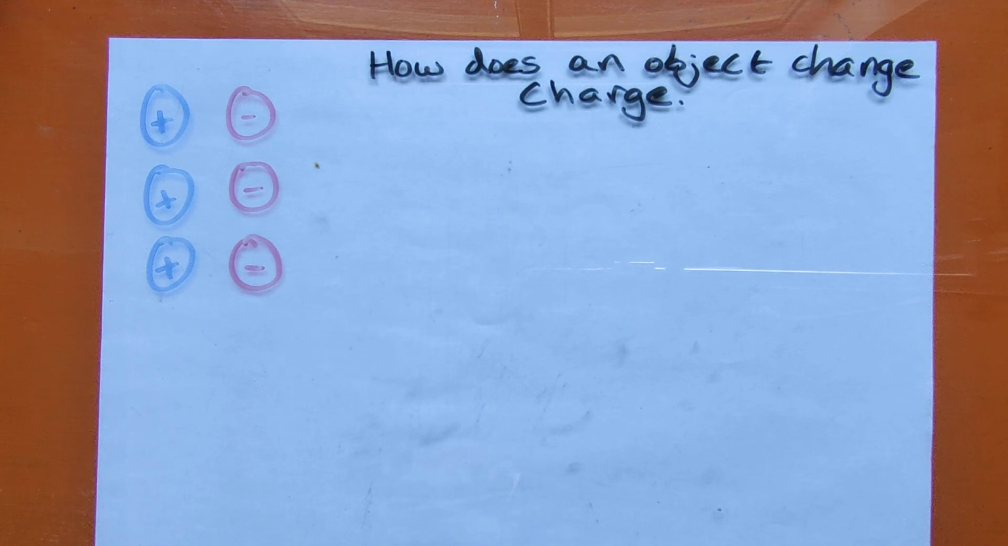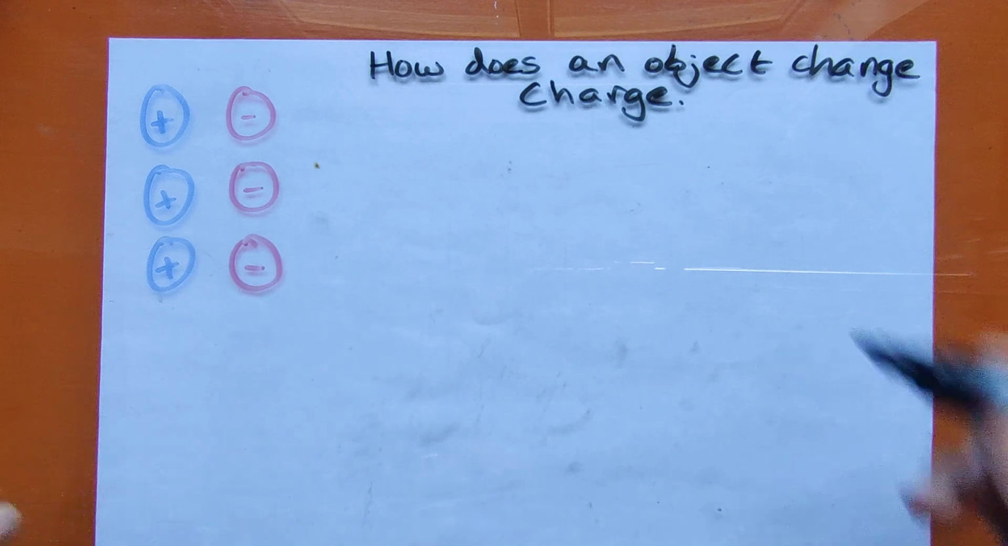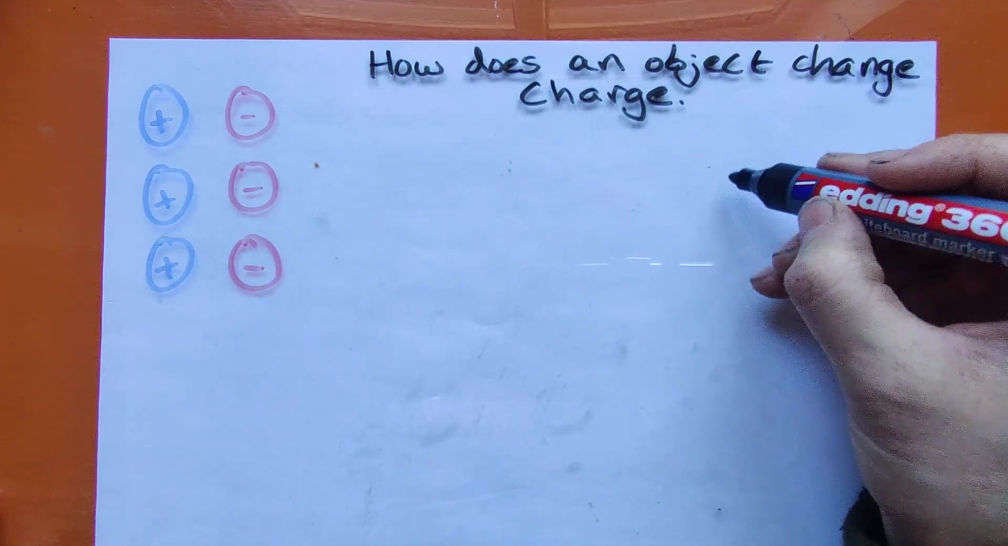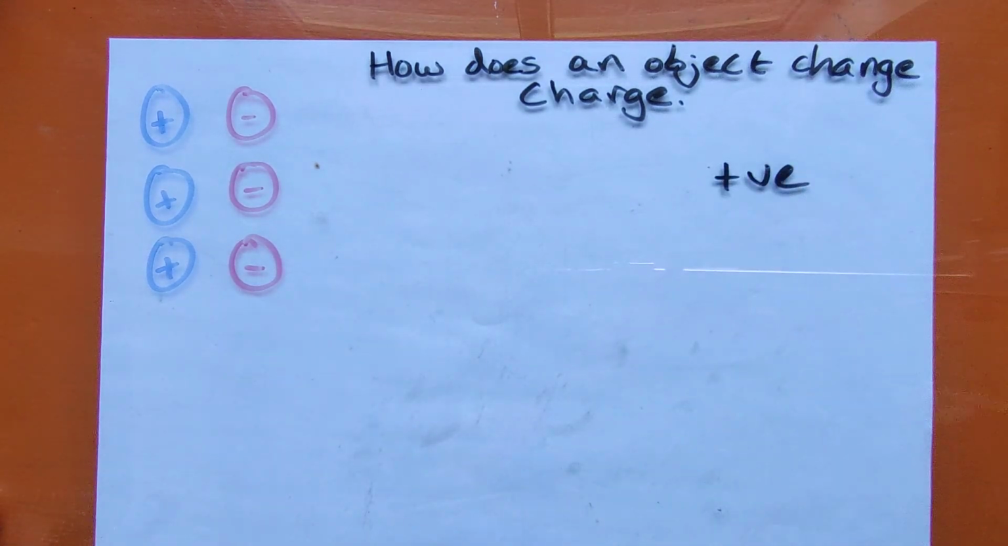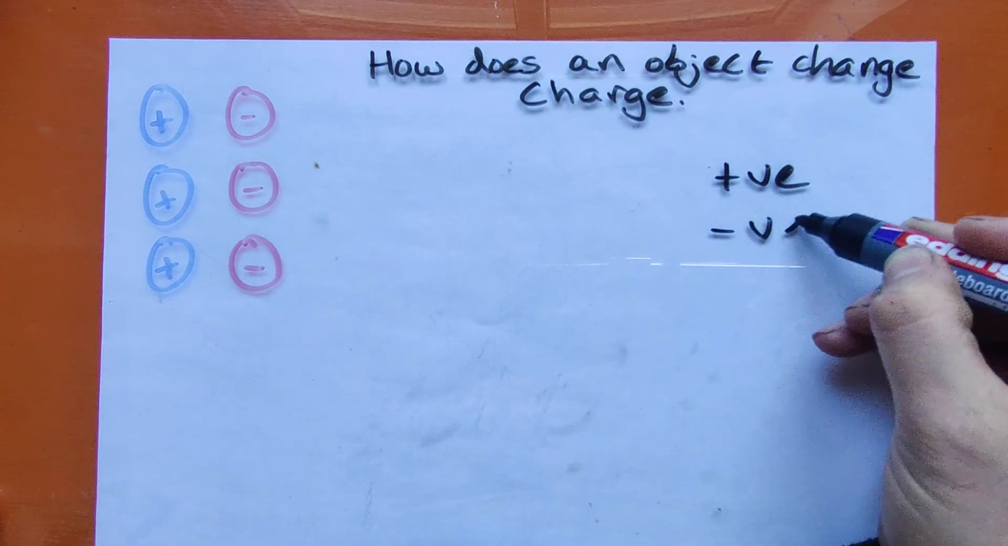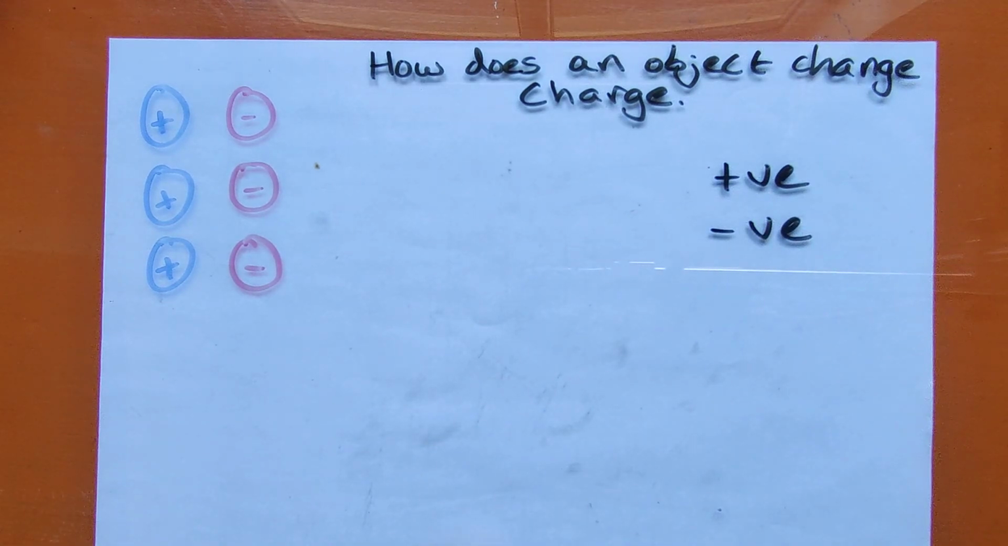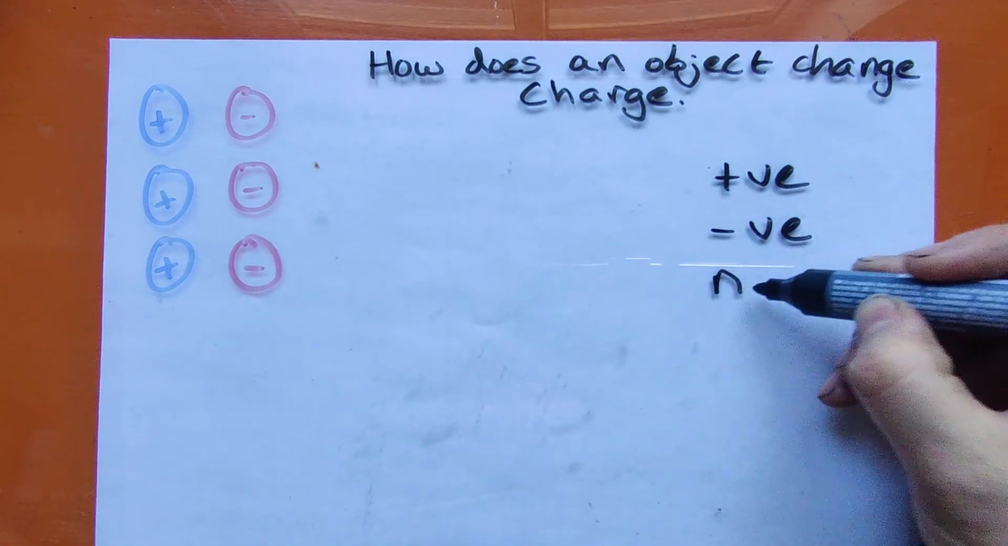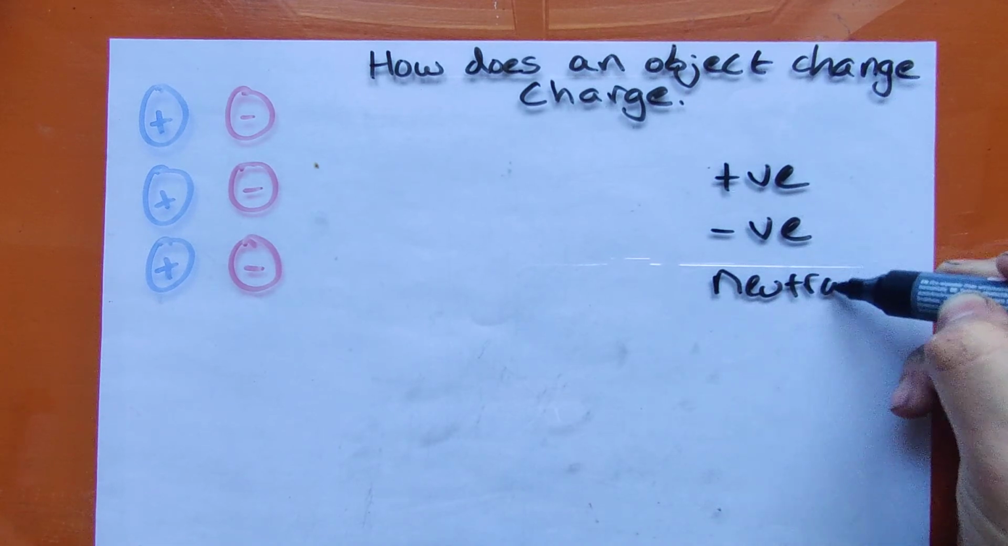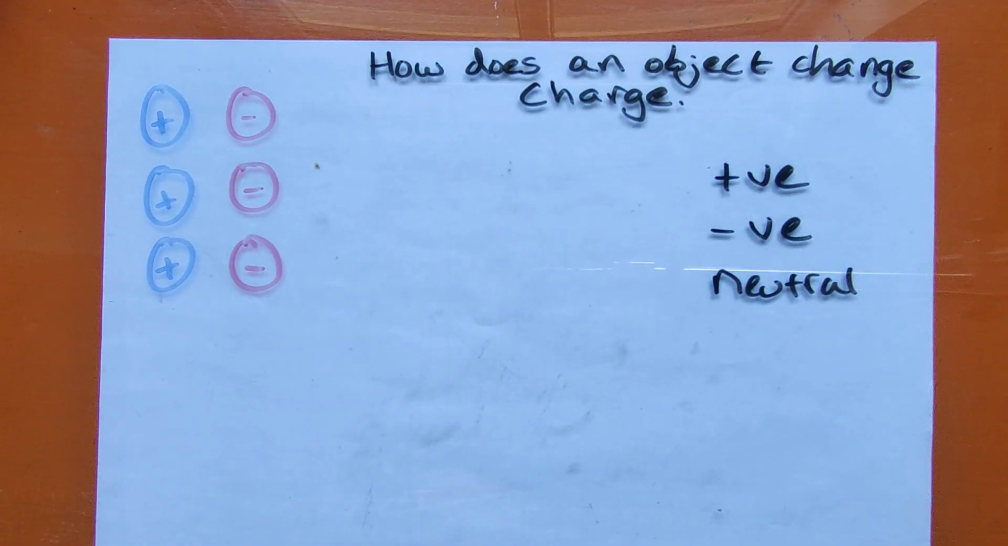So, for now, we're just going to start off with the basics: something can either be, and I write this shorthand, positive, or it can be negative, or it can also be neutral. Sorry. It could be positive, negative, or neutral. So, to become positive, negative, or neutral, it needs to change its charge.